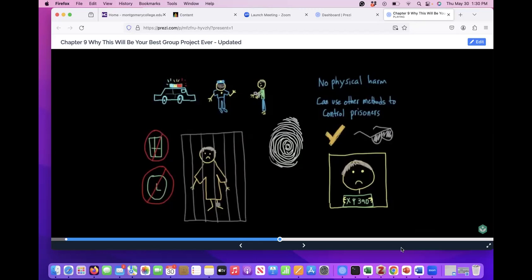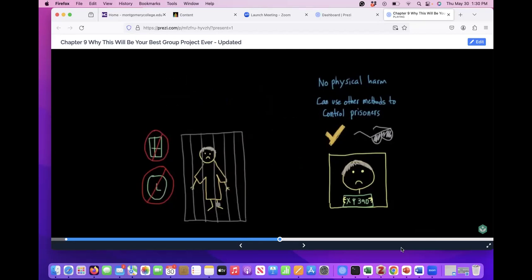And they were instructed to refer to the prisoners by their numbers and not by their names. So basically, these guards were free to do whatever was necessary in order to maintain law and order, except for physically harm the participants.